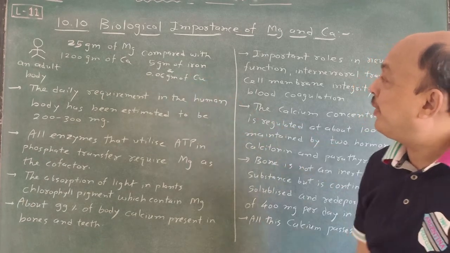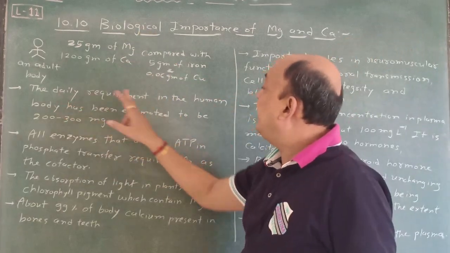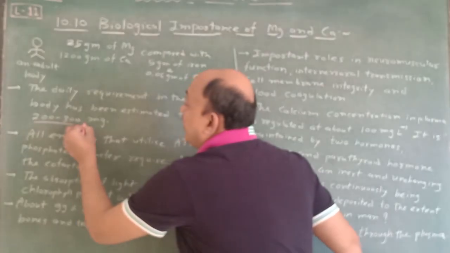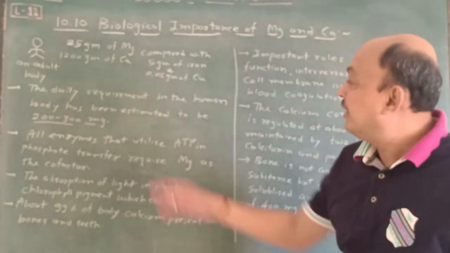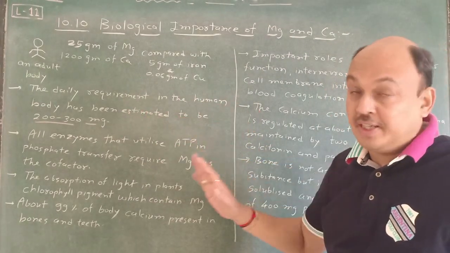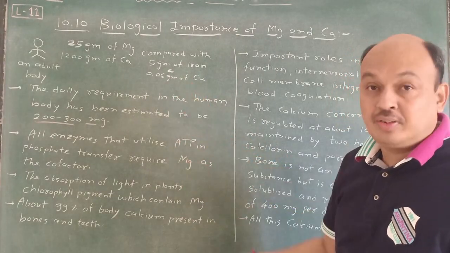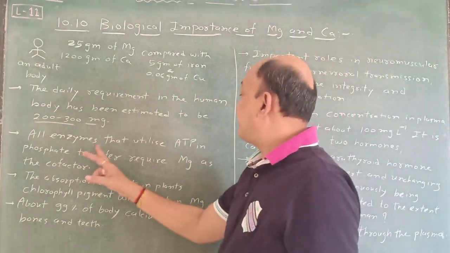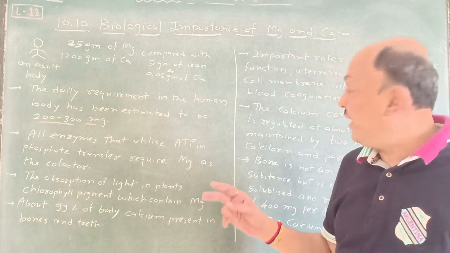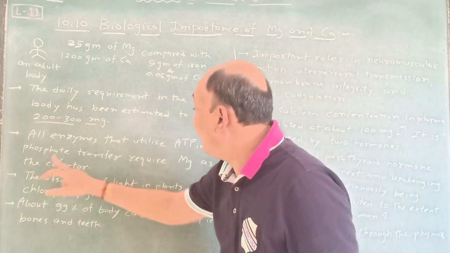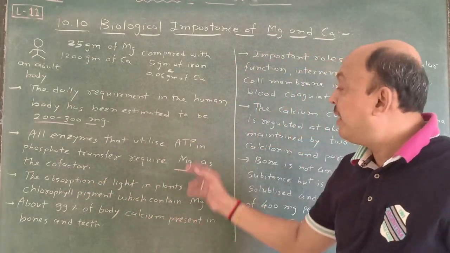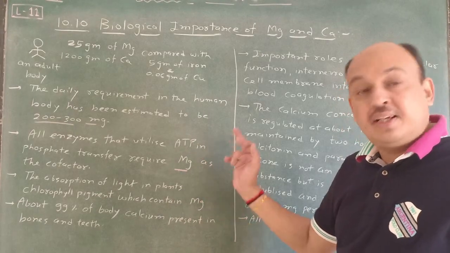Okay, so this is a very important ratio. The daily requirement in the human body has been estimated to be 200 to 300 milligram. All enzymes that utilize ATP, adenosine triphosphate, which is a source of energy, in phosphate transfer require magnesium as the cofactor.